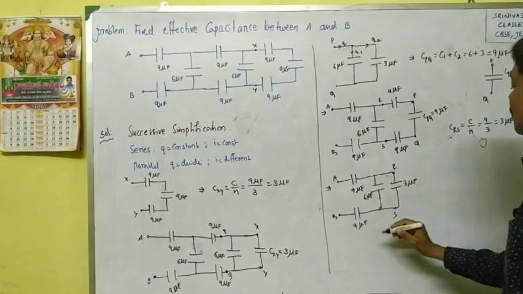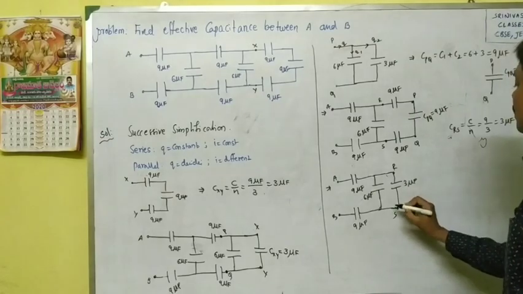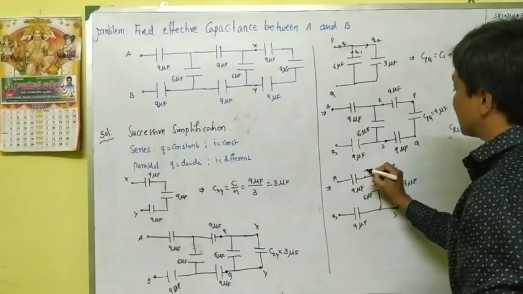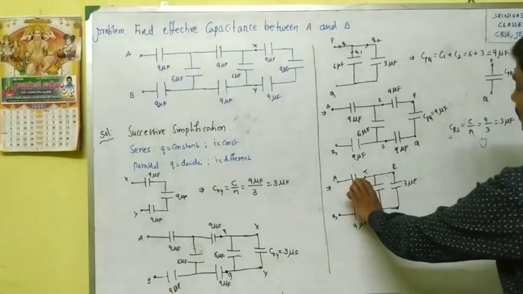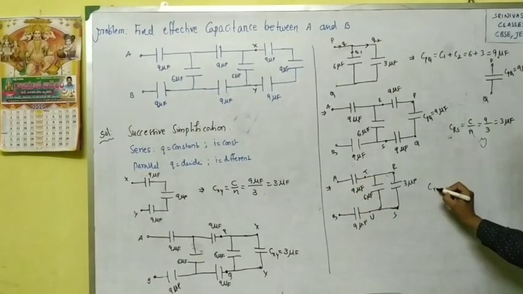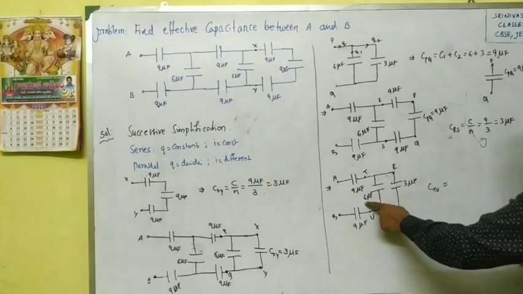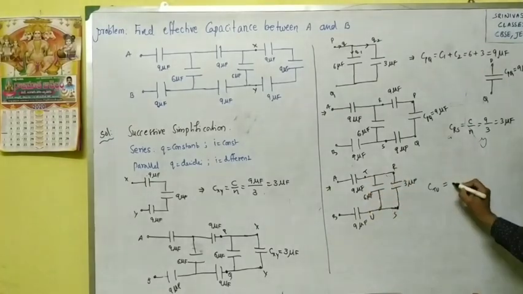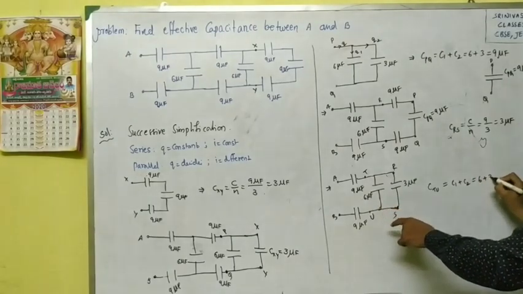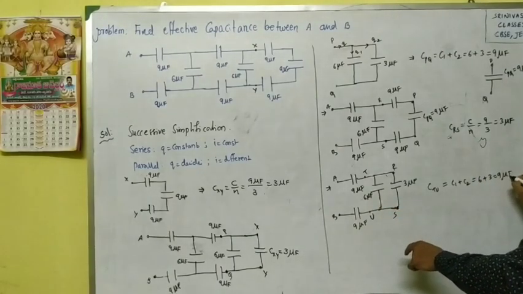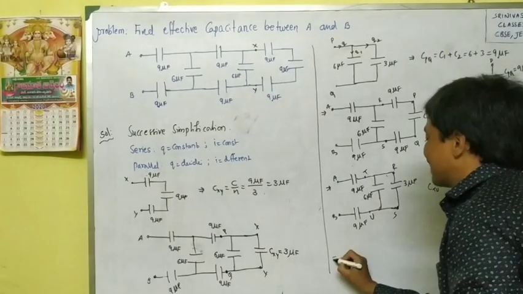Now this point we can take as T and U. Now what is the effective capacitance between T and U, right? CTU. We have to add these two because these two are in parallel combination, C1 plus C2. Yes, 6 plus 3. What you will get? 9 microfarad.